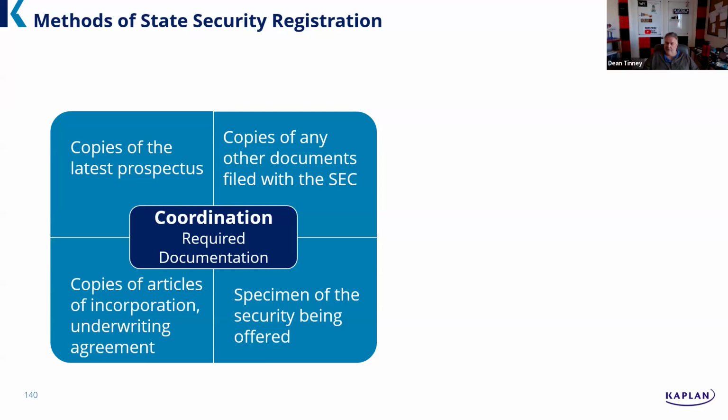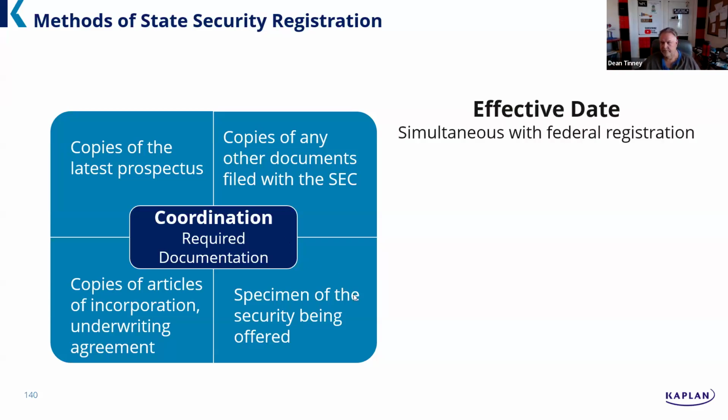Because they're making an offer to residents of Nevada, we've got to be careful here. The way they coordinate is they send the state administrator a copy of the latest prospectus, copies of all the documents they filed with the SEC, a specimen of the mock-up of the stock certificate, articles of incorporation, and the underwriting agreement between Reddit and, in this case, Morgan Stanley. The effective date is simultaneous.